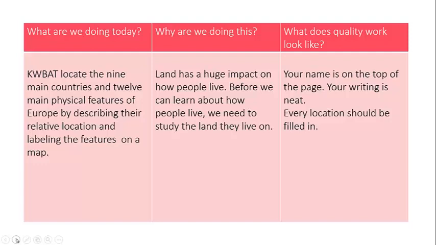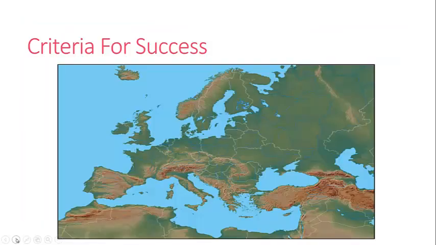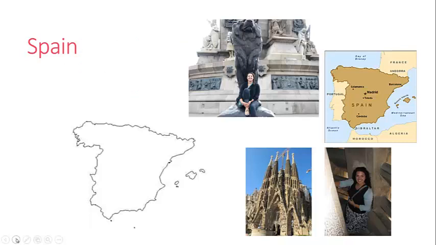For today, making sure that your name is at the top of your page and that your writing is neat, you should be able to fill in every single country and physical feature and make sure that the relative location is filled in completely. So we're going to look at this physical map of Europe, and not only explain the countries that are there, but also the physical features that run through this area. So let's get started.